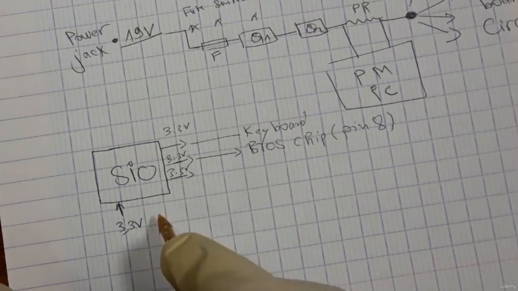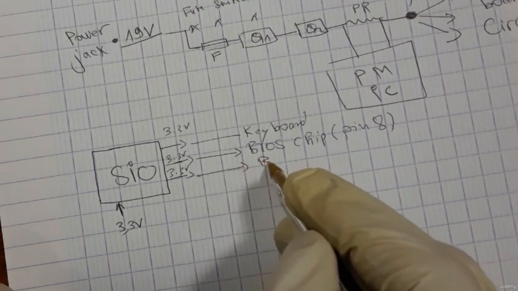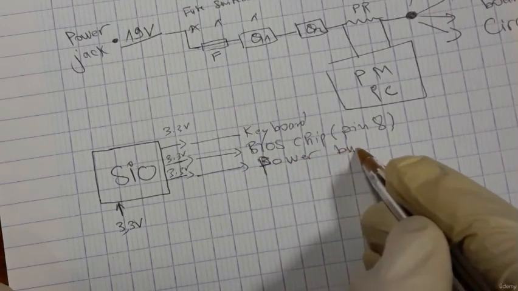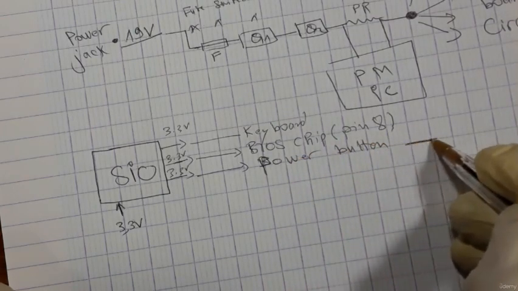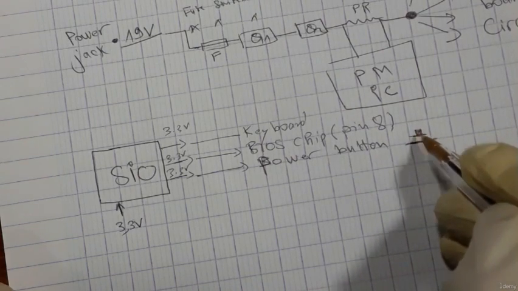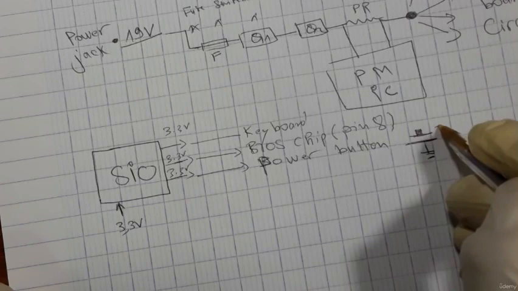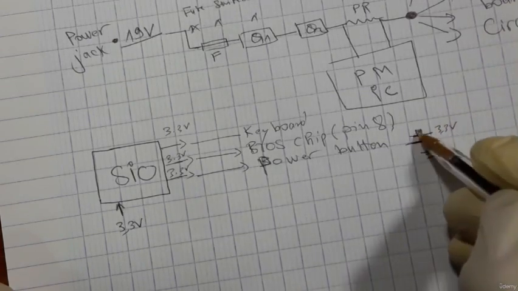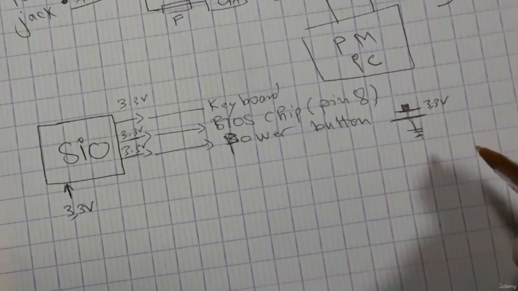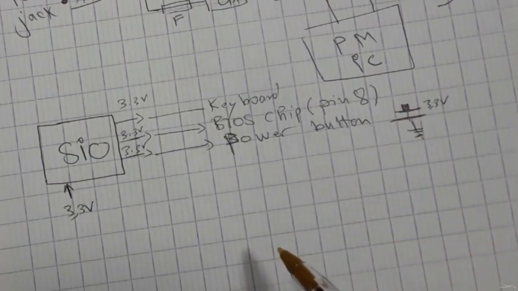Also, the SIO gives 3.3 volt to the power button. That's why when you press the power button, for example, here it is connected to the ground, and here 3.3 volts. So when you press the power button, the 3.3 volt goes to ground and then the computer will power on. So the SIO gives 3.3 volt also to the power button.